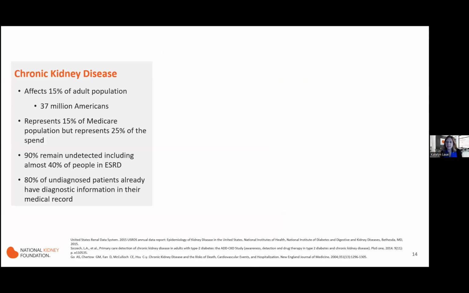So chronic kidney disease affects about 15% of our adult population, or about 37 million Americans. However, 90% of those individuals remain undiagnosed and unaware of their condition, including almost half of people who are in or approaching end-stage kidney disease.